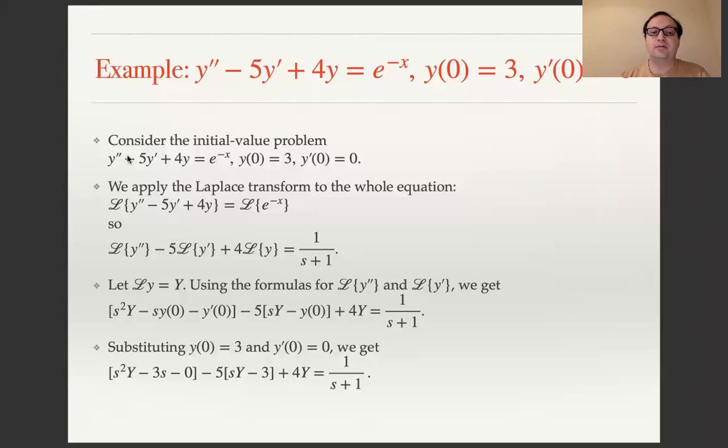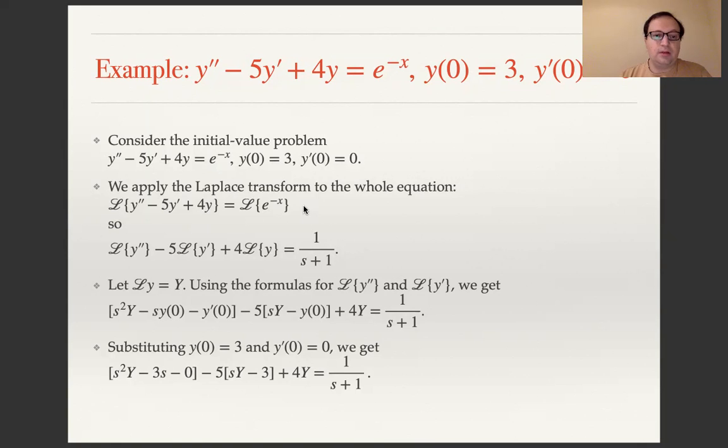So let's start with this example. Let's consider the initial value problem: y double prime minus 5y prime plus 4y is equal to e to the minus x, with the initial conditions y of 0 is 3 and y prime of 0 is 0. So this is a linear inhomogeneous equation with constant coefficients. It's inhomogeneous because we have e to the minus x on the right-hand side. Anyway, this is an appropriate equation to solve by the Laplace transform.